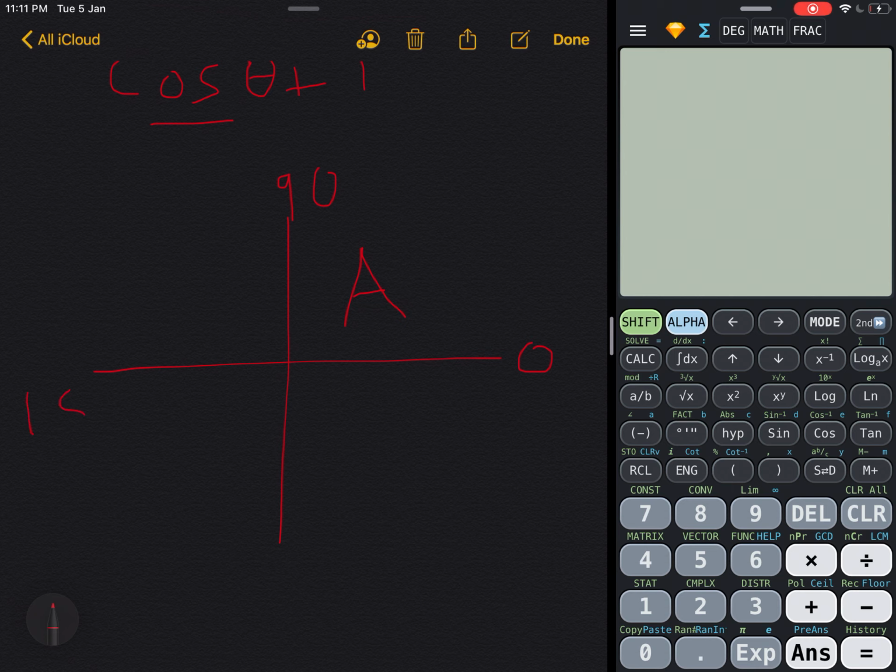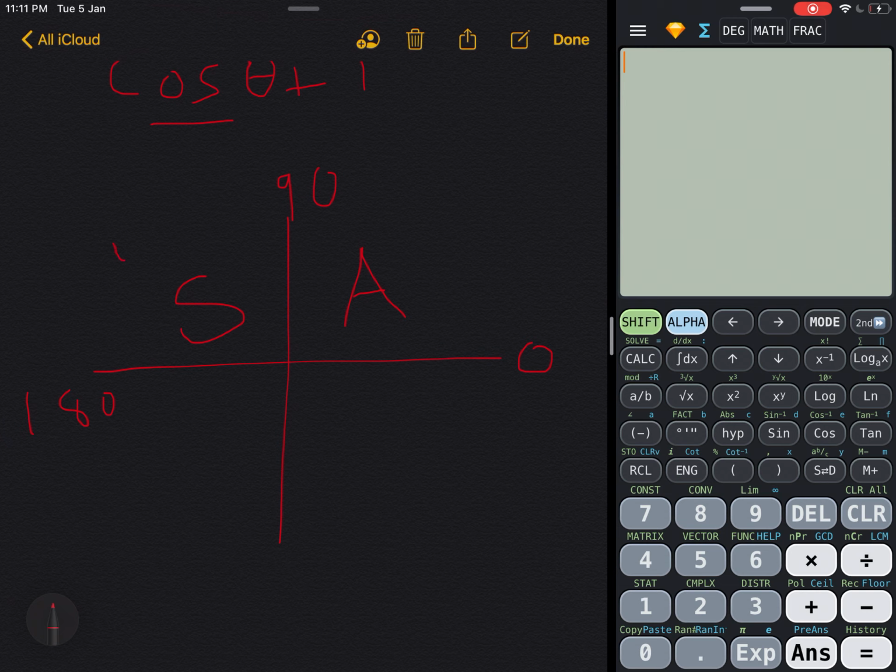Obtuse angles are angles between 90 and 180 degrees. The sine of any angle within this range, that's from 90 to 180, is positive. Other than sine, others like cos and tan will give me a negative answer. I can try this on my calculator and see.